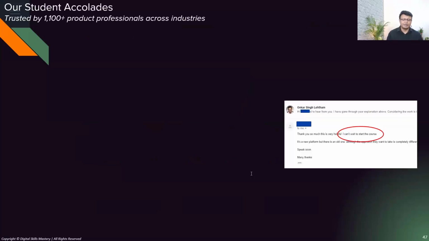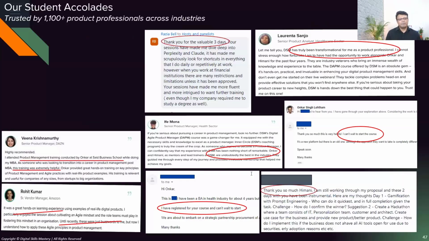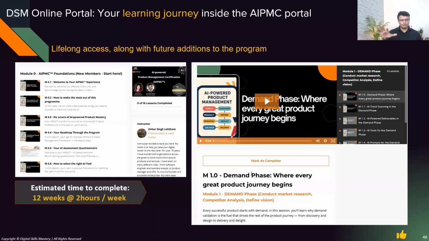Now, don't just take our word for it. Here's what our past students have shared, from senior product managers to business analysts. Many describe this as a transformation and career changing program that we have shared with them. Now, this is what the portal looks like. We want to give you a sneak peek. Everything is structured in a step by step way.